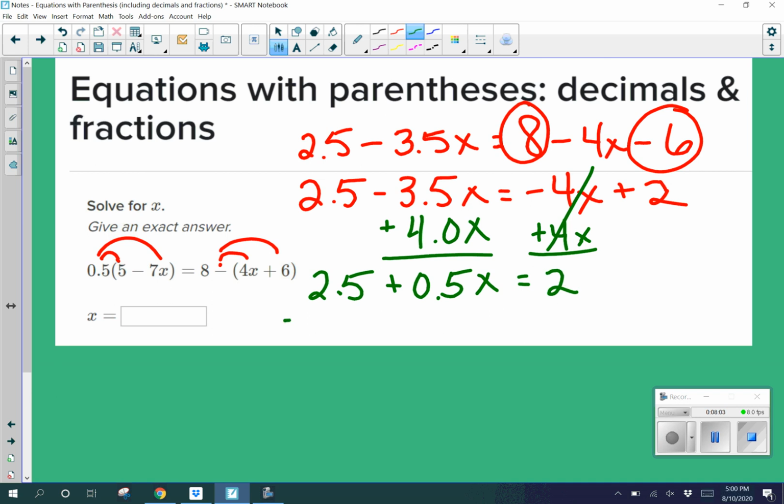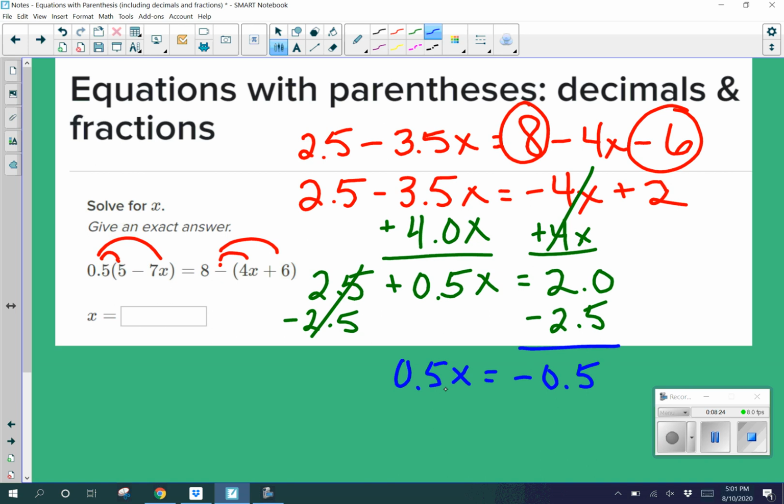Next step, we're going to subtract our constant, which is 2.5. I'm actually going to add a decimal and a 0 there as well. So 2 minus 2.5 is going to leave us with a negative 0.5. And that means we have 0.5x equals negative 0.5. And I'm going to divide through by my coefficient. I've got a negative divided by a positive, which gives me a negative, and any number divided by itself is simply just 1. So x equals negative 1.